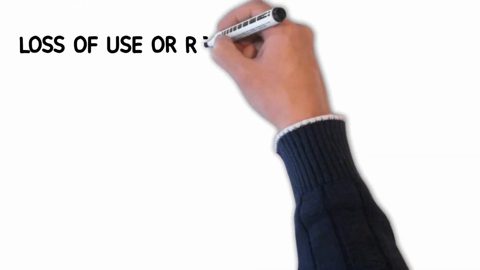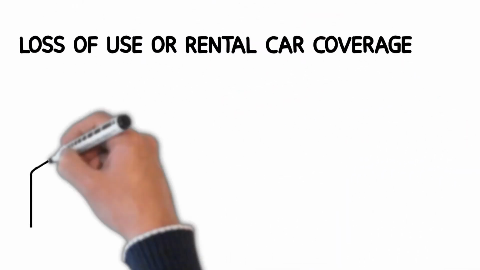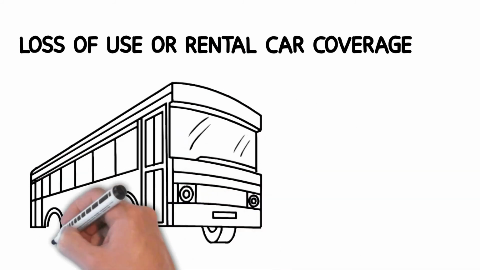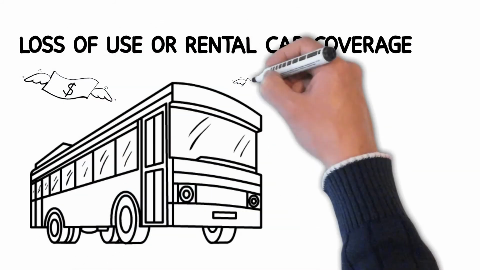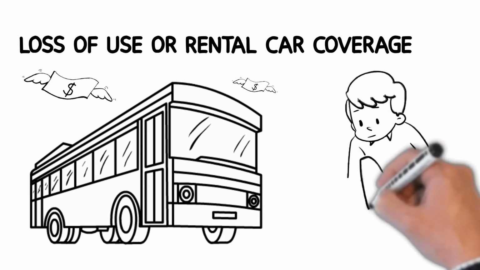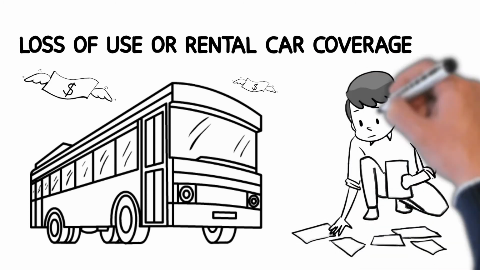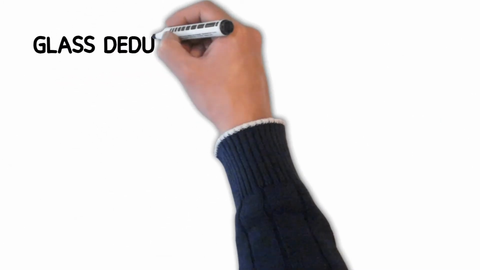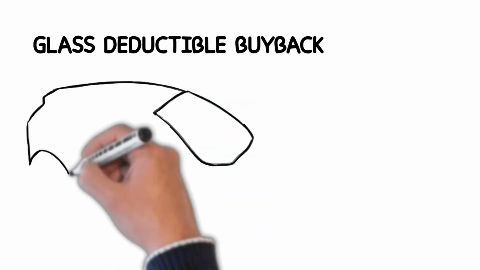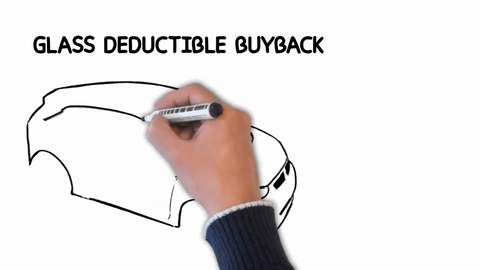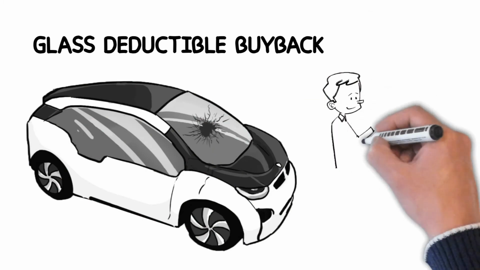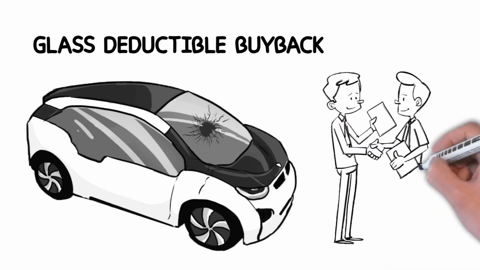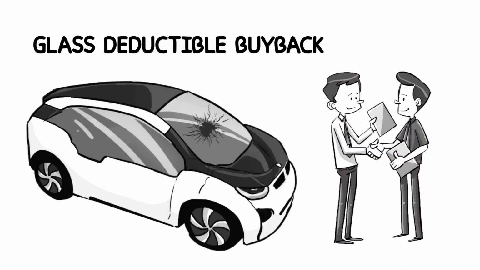The other one is loss of use, or rental car coverage. This helps you cover rental car costs or other costs for transportation. Most carriers have varying daily limits and maximum coverage levels you can choose from. The last one is glass deductible buyback, wherein after paying for a deductible, your windshield will be replaced by your insurance provider. Free repairs to small chips and cracks may be covered as well.